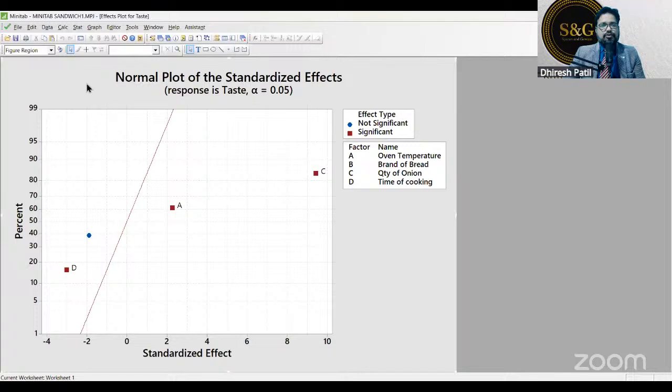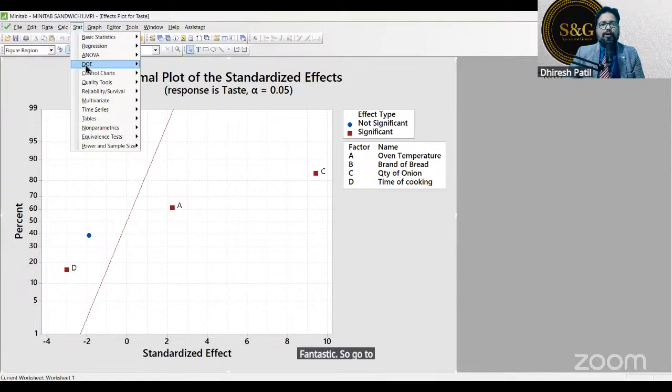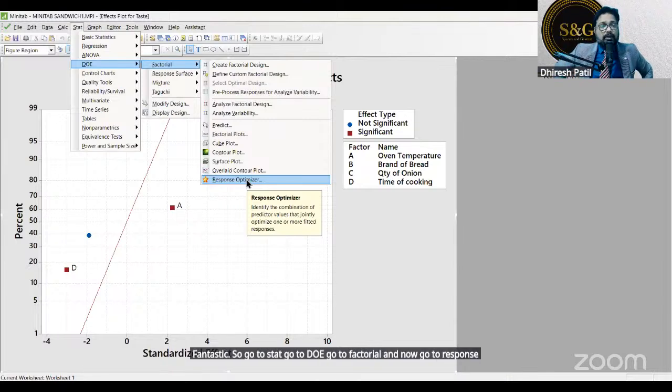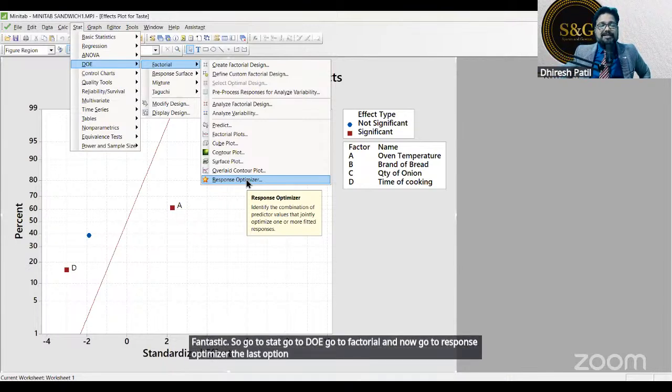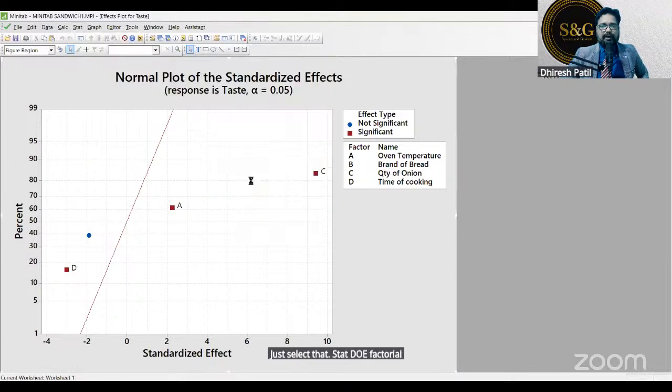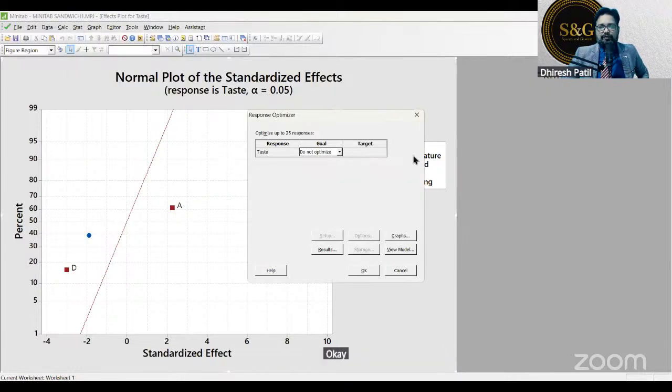Fantastic. So go to Stat, go to DOE, go to Factorial, and now go to Response Optimizer. The last option is Response Optimizer. Just select that. Stat, DOE, Factorial, Response Optimizer. Okay, so this will come.